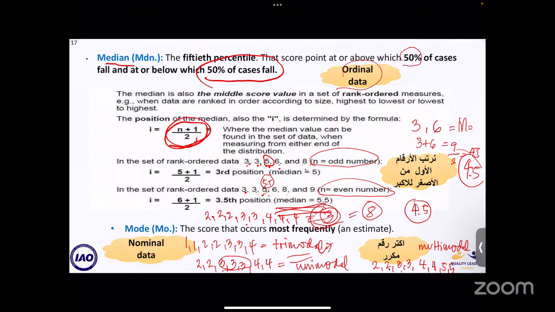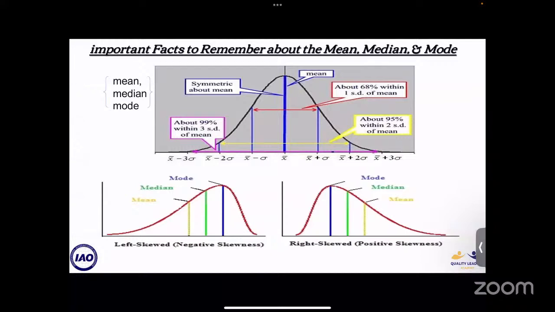So you want me to repeat again? Okay, it's fine. Dr. Gulam? Yeah, it's fine. Okay, so thank you. So again, the median and mode are critical measures to summarize the data distribution.